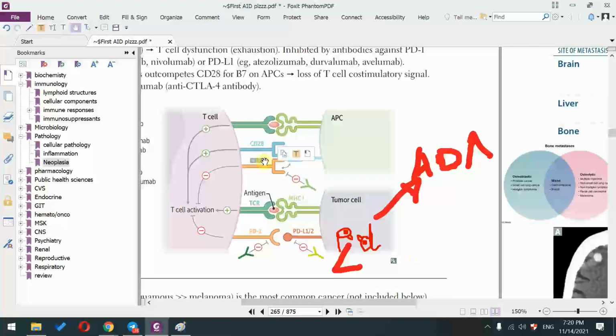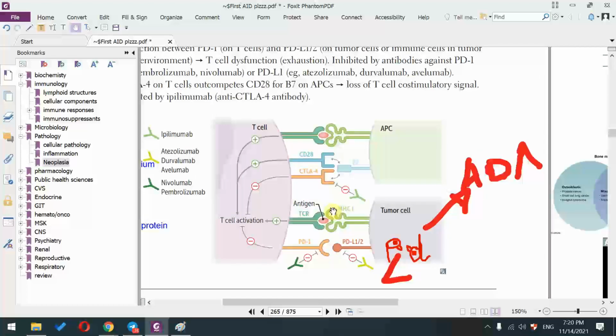So would you like the first one or the second one to work? Exactly, you want the first one to work, and you would like to inhibit the second one. Inhibit. You don't want him to work, because if he works, he's going to inhibit your T cell activation, which will inhibit the interaction with the tumor cells. Okay, so far so good. Let's keep going.